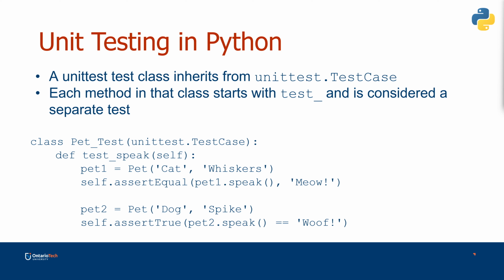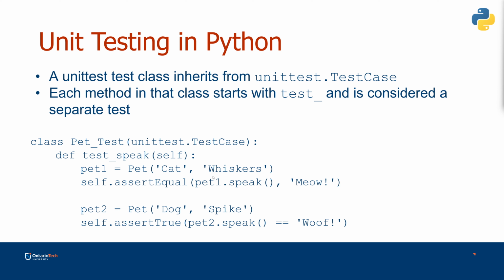And then what happens basically is when I execute this code, it's going to execute every function that has test underscore as its prefix. So you can see I do only have one function here that says test underscore speak. So presumably there is a class called pet, and that pet class has a function called speak. Because you can see here in this function I create a new pet.